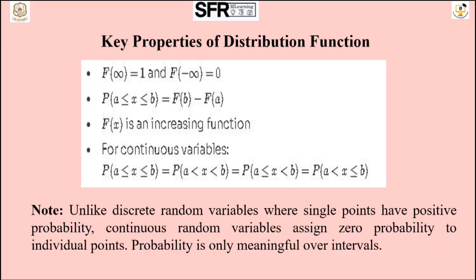For a continuous variable, we can calculate the probability of A less than or equal to X less than or equal to B as A less than X less than B, or else A less than or equal to X less than B, or else A less than X less than or equal to B. We must notice that unlike discrete random variables, where single points have positive probability, continuous random variables assign zero probability to individual points. Probability is only meaningful over intervals.